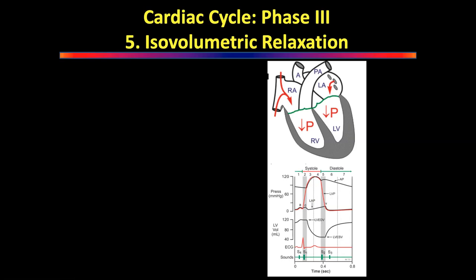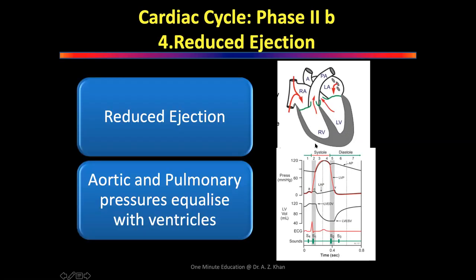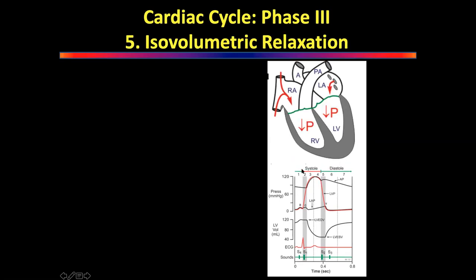repolarization phase of the action potential. That is why I did the cardiac action potential first. Because if you don't understand the cardiac action potential, you cannot understand what's happening in a cardiac cycle. So in the first phase, when there was contractility, there was depolarization, and then there was a plateau, a sustained plateau, which took you through this area. And then now you are starting to reach repolarization. When you get repolarization, the muscle will relax.